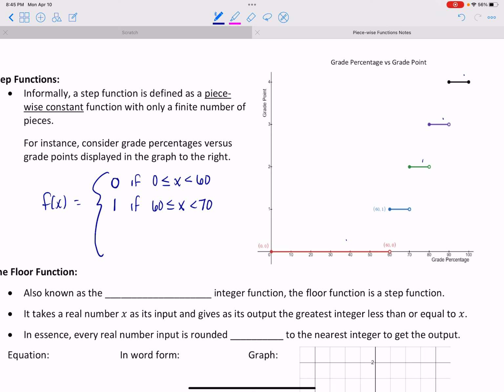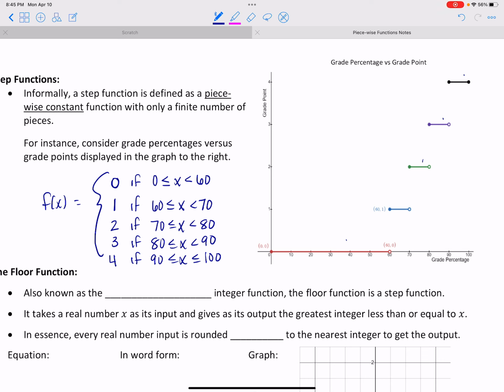So those are D's. And then we're going to get 2 points if we have a C. So that's going to be from 70 to 80, not including 80. And then we're going to get 3 points if it's a B. So that's going to be 80 to 90, not including 90. And then we're going to get 4 points if we have an A. So from 90 to 100, and we can include the 90 and 100. Okay, so those are just constant outputs for those particular inputs. So again, that's a step function, but it's a piecewise constant function, sort of informally by definition.